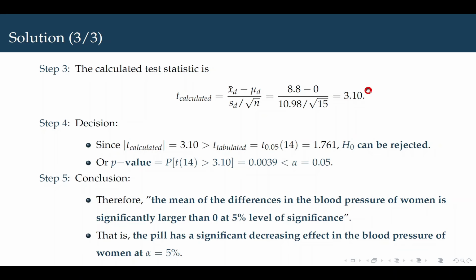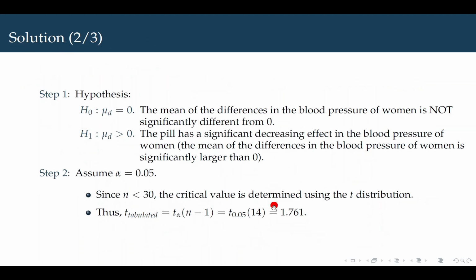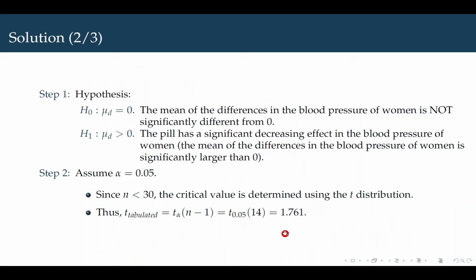Then for making the decision whether to reject or not to reject the null hypothesis, we need to compare this calculated value 3.10 with this tabulated value 1.761. Then here 3.10, it's positive, and this value is actually greater than 1.761. Therefore, the null hypothesis should be rejected. If this null hypothesis is rejected, we are in favor of the alternative hypothesis, and we can conclude that the pill has a significant decreasing effect in the blood pressure of women.